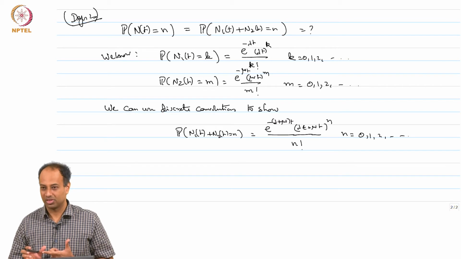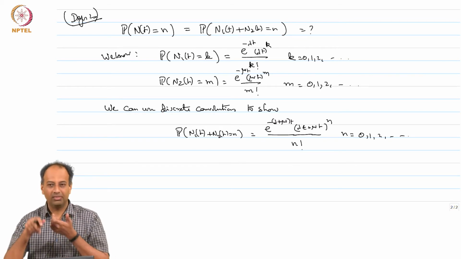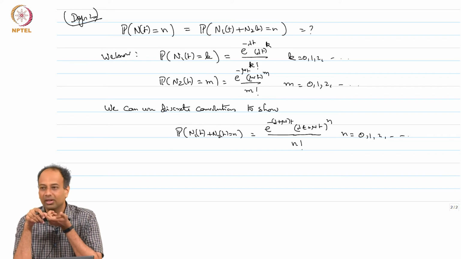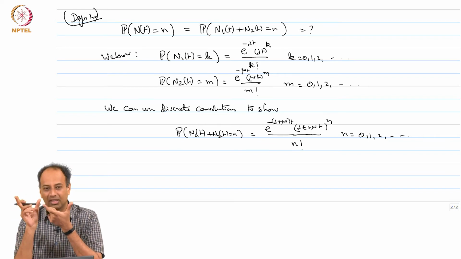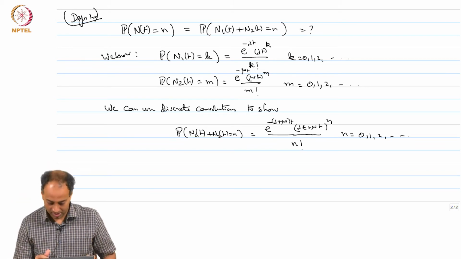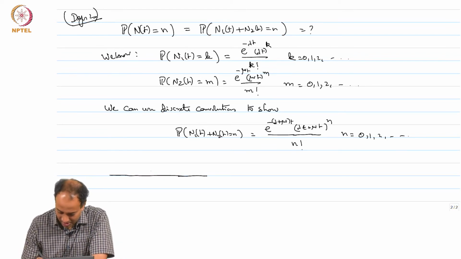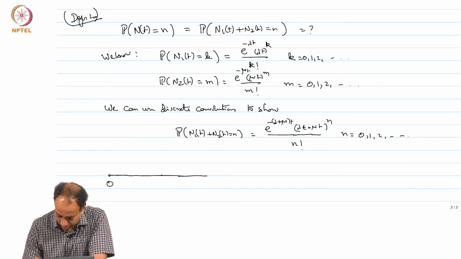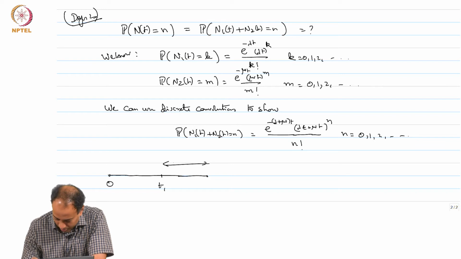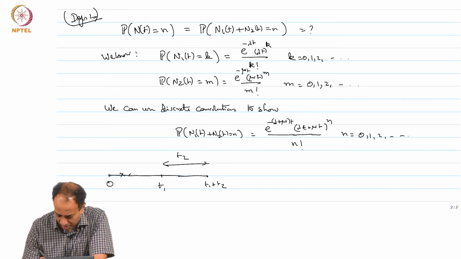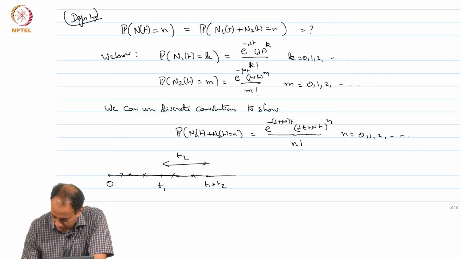If you have one Poisson process, you look at the interval 0 to t1, and another interval t1 to t2. Sorry, 0 to t1. So this is a separate consideration, just to see that the sum of two independent Poissons is a Poisson. Let us say this is 0, this is T 1, and this is T 1 plus T 2, and you have some Poisson process running.